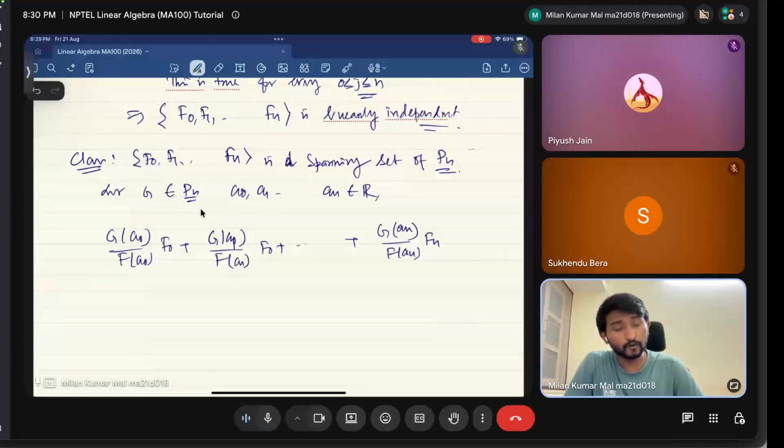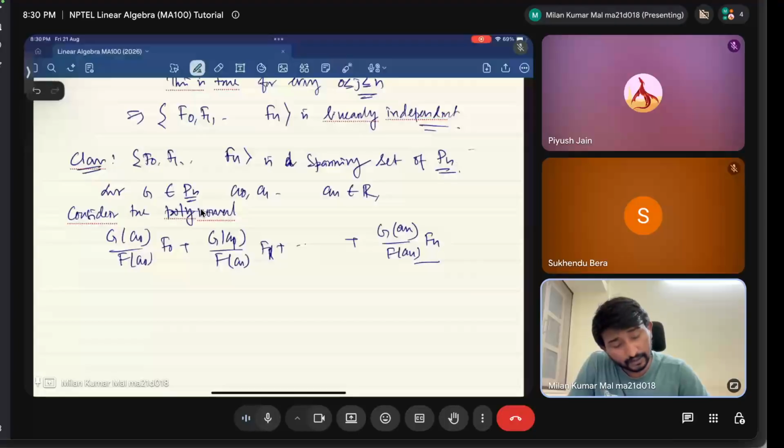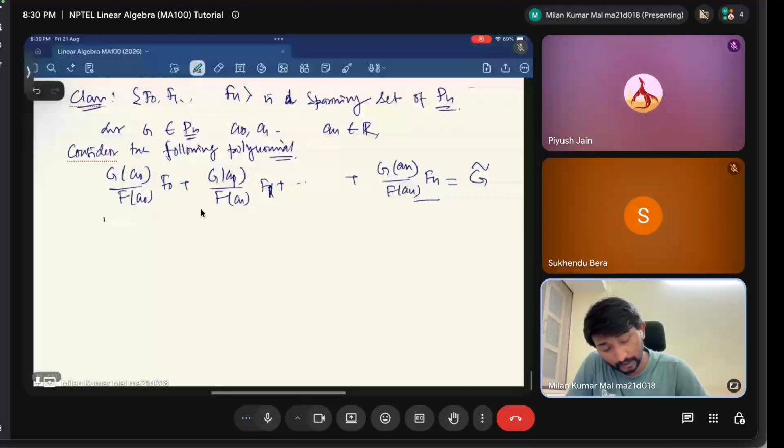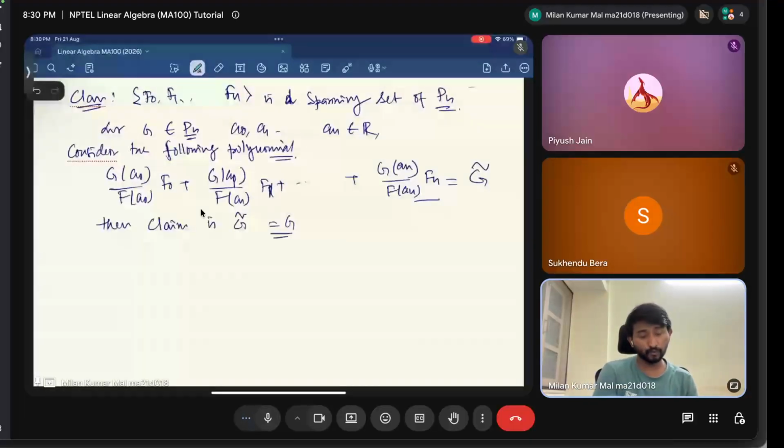Okay, this is the polynomial. Let's take this with some notation, g tilde, because I am constructing it in terms of g tilde. Then the claim is that g tilde is equal to g as a polynomial function. Why is this happening? That's what you have to prove.